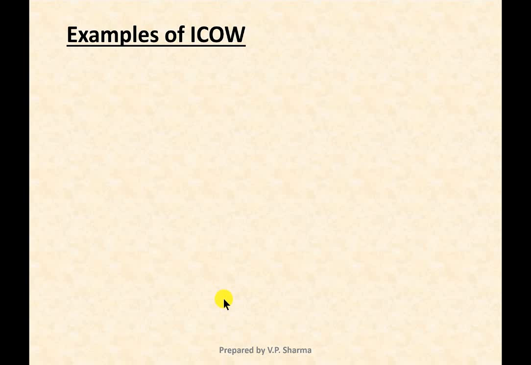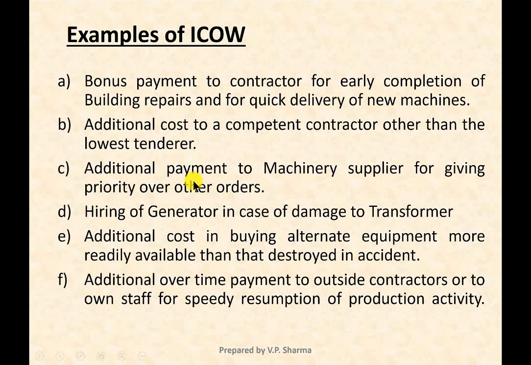Here are examples of increased cost of working. Like bonus payment to a contractor for early completion of building repairs and for quick delivery of new machineries. Then additional cost to a competent contractor other than the lowest tenderer. Then additional payment to a machinery supplier for giving priority over other orders. Hiring of a generator in case of damage to a transformer. This is the most common way of incurring the increased cost of working. In the majority of cases, if there is a breakdown of a transformer, then the unit goes for hiring a generator, and the expenses of the generator to run the production, to run the show. That means indirectly the insured is avoiding the reduction in turnover, so that gets paid.